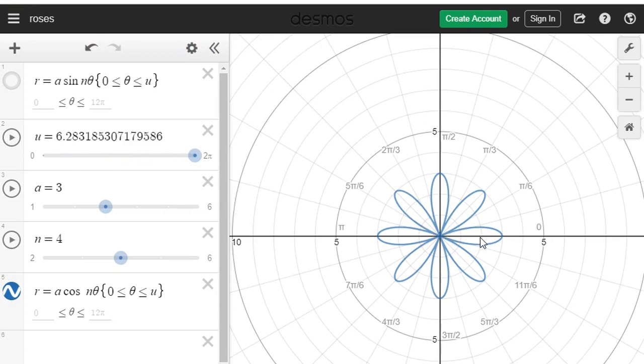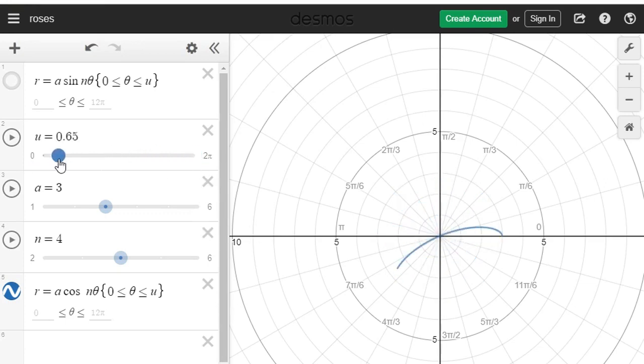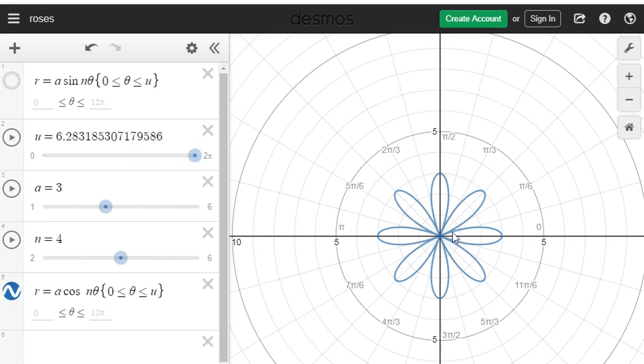Notice how many rose petals there are. There are 8 rose petals. Notice that the first rose petal that was made starts, and it looks like it's going to be symmetric about the x-axis, but it will take the rest of the time to get all the way up to 2π in order for it to finally be filled. So that's 3 cosine of 4 theta.